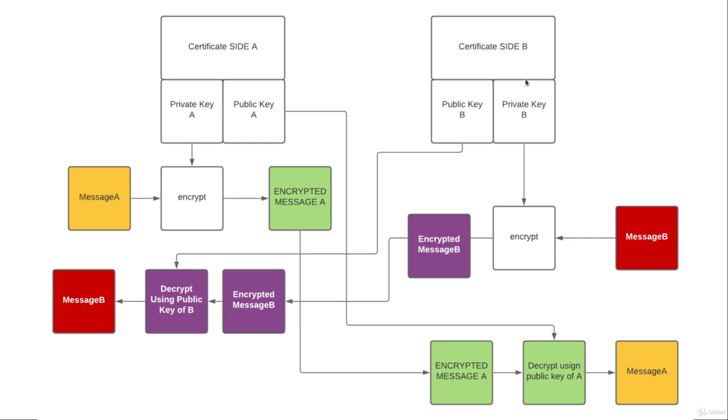Same with side B. When side B sends a message to side A, side B encrypts using the private key of entity B. B sends the encrypted message to A, which would in turn decrypt the message using the public key of entity B. It will then get the original message, which serves also the purpose of non-repudiation. It's a proof that side B is indeed the origin of the message.